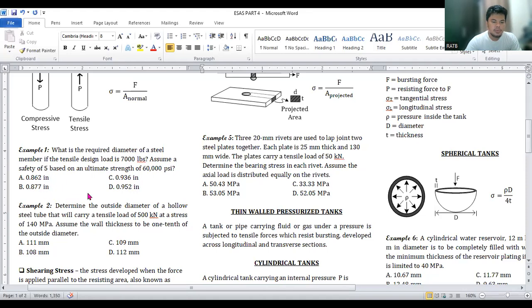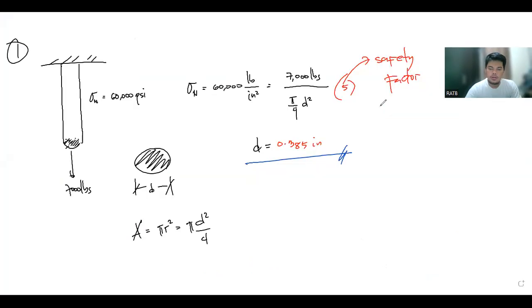Okay, so we do not have the 0.6385. Let me check again. Let's go back to the recalculating again. So that's 7,000 times 5 divided by 60,000 times 4.